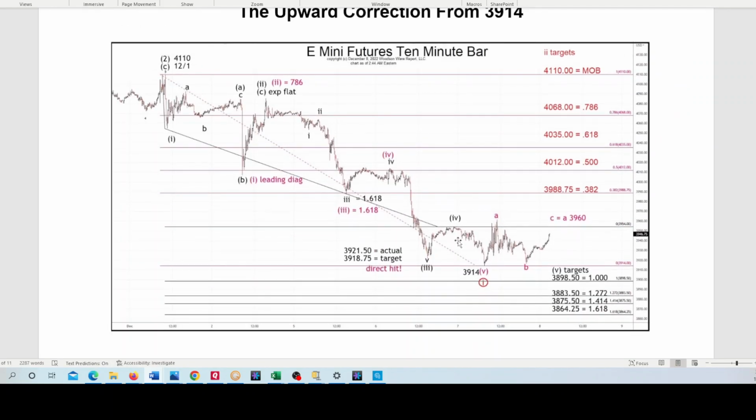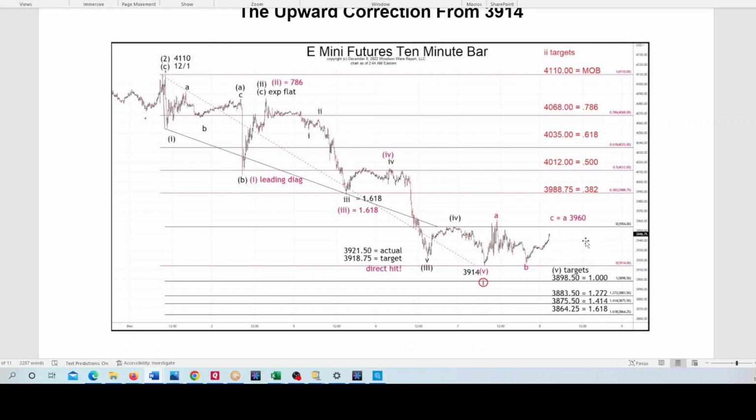I don't have that possible triangle, but you can see the red wave, if you will. The targets here. Again, first thing we ask, where are we wrong? Well, this 2 up cannot retrace more than 100%, and so it cannot go above 4110. That's where it's wrong. There's the 786, the 618, the 500, and the 382. We're nowhere near it. There's where C equals A.